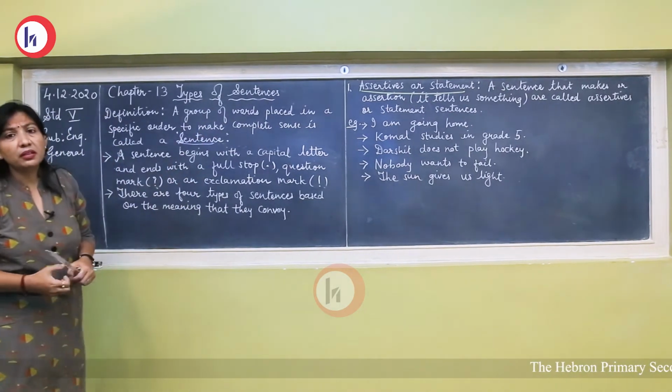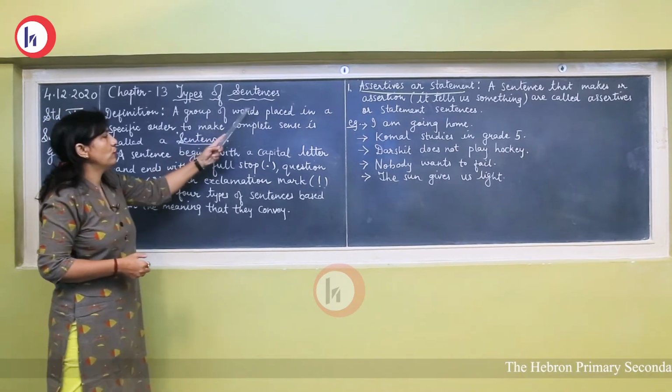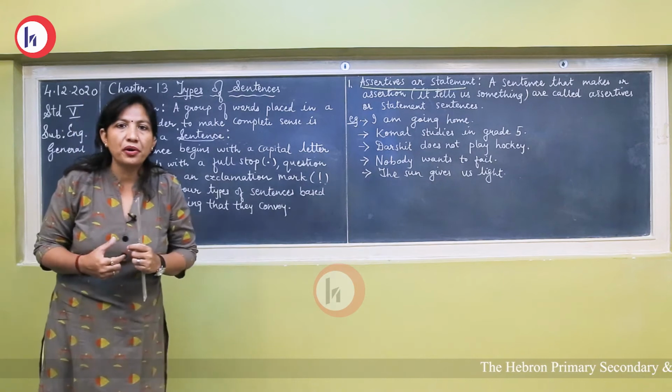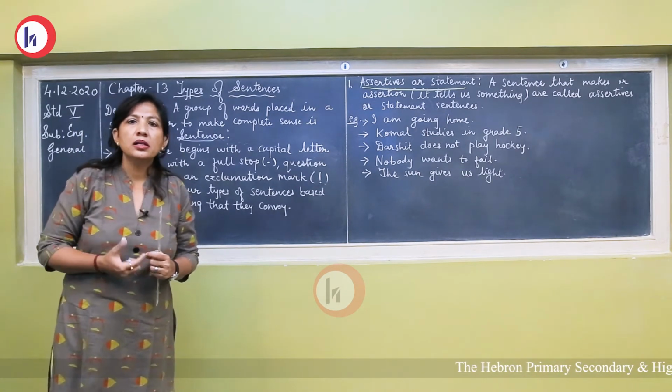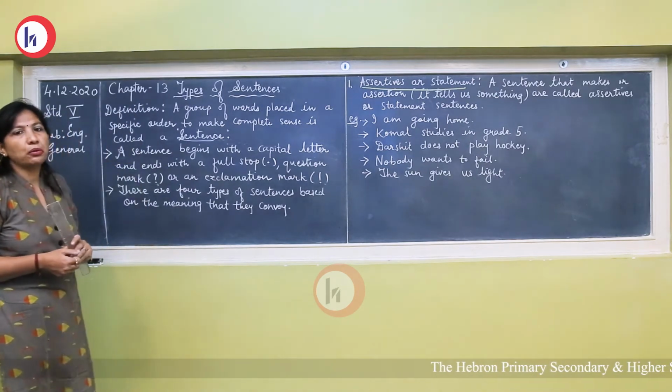Now, there are many words. You can see 1, 2, 3, 4, 5, 6 and many words. When they are placed in a specific order to get the sense, to get the meaning, we call that a sentence. Now, there are some rules to be followed.